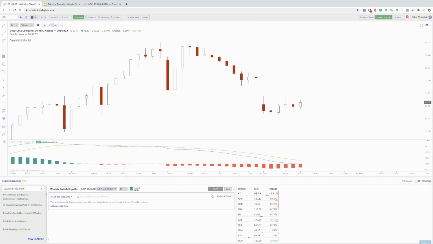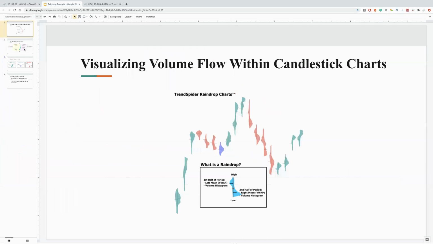Now, the next thing that I want to go over is the ability to see things in a new light. And what do I mean by that? The Raindrop Chart is something that's proprietary to TrendSpider, and now we're getting into the volume side of things. We have a lot of different volume visualizations that are unique to the platform, raindrops being definitely the most popular. So visualizing volume flow within candlestick charts is exactly what you're doing with a raindrop.